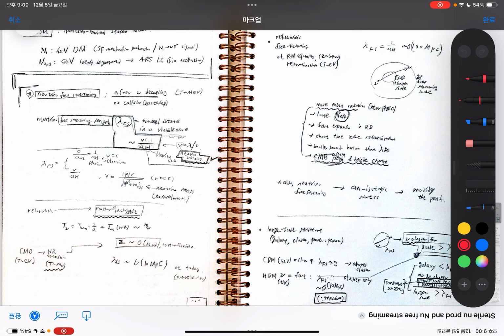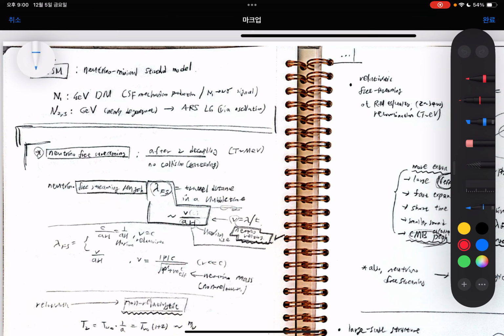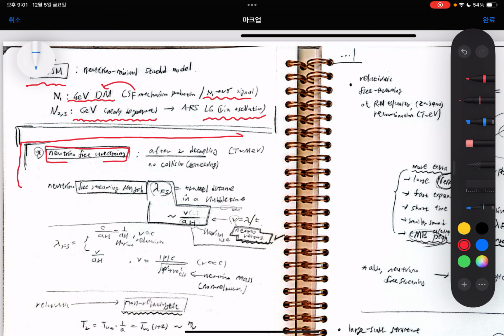Okay. So continuing, there's such a neutrino minimal standard model, the νMSM. There's 1 keV dark matter. This is produced by the Shibboleth mechanism, and it gives the X-ray signal. And the 2 nearly degenerate GeV scale heavy neutral leptons N2 and N3 make the leptogenesis via the oscillation. Now we turn to the active neutrino, the so-called neutrino free streaming in the early universe.